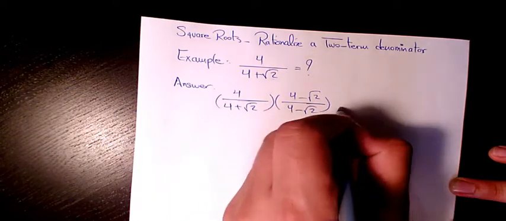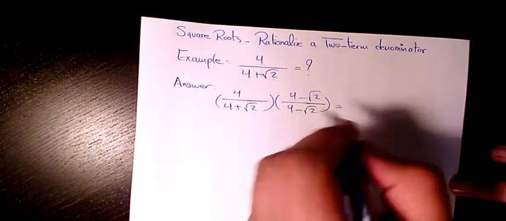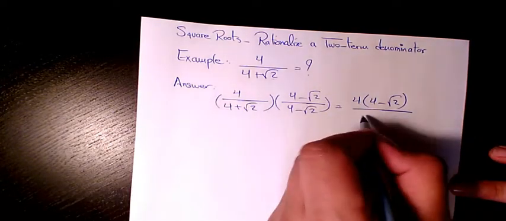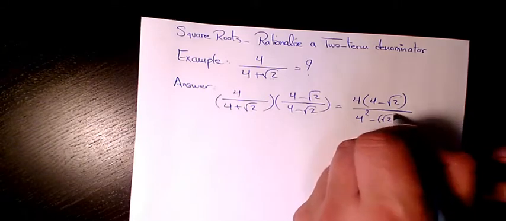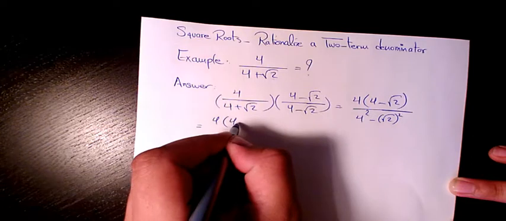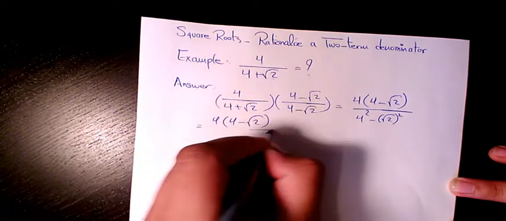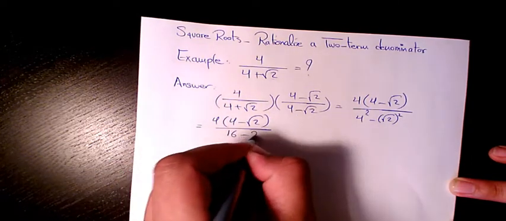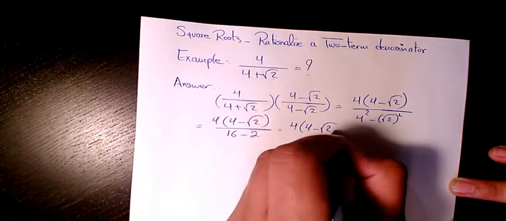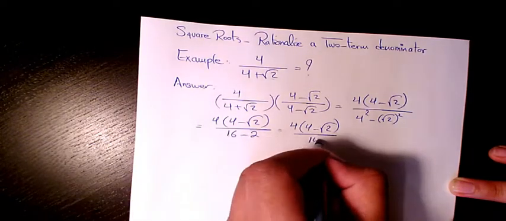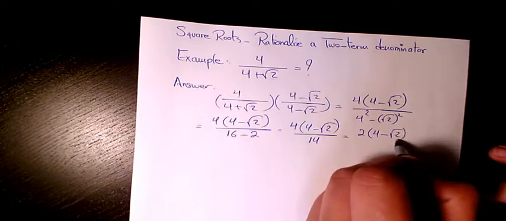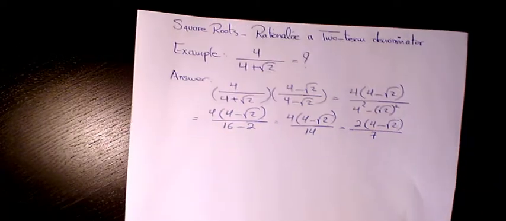4 minus root 2. So that makes it 4 times 4 minus root 2 divided by 4 squared minus root 2 squared. So it's going to be 4 times 4 minus root 2 divided by 16 minus 2. So which is 4 times 4 minus root 2 divided by 14. And when you reduce it, it's going to be 2 times 4 minus root 2 divided by 7.